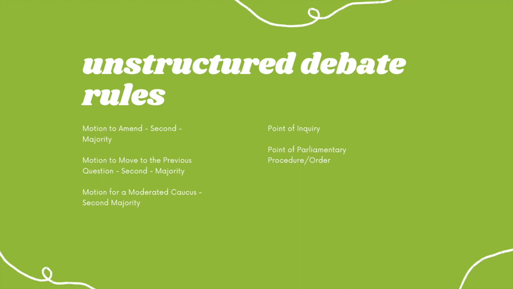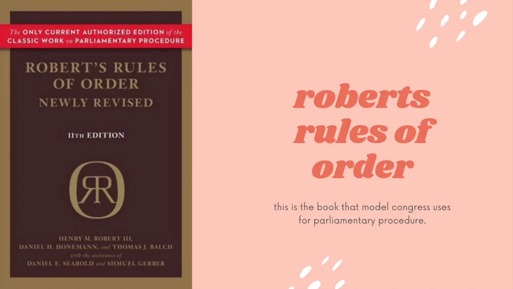Next, you have a point of parliamentary procedure or a point of order. This is used in order to question whether something that has happened is truly following parliamentary procedure and is oftentimes used to correct the chair, but it should not be used in excess.